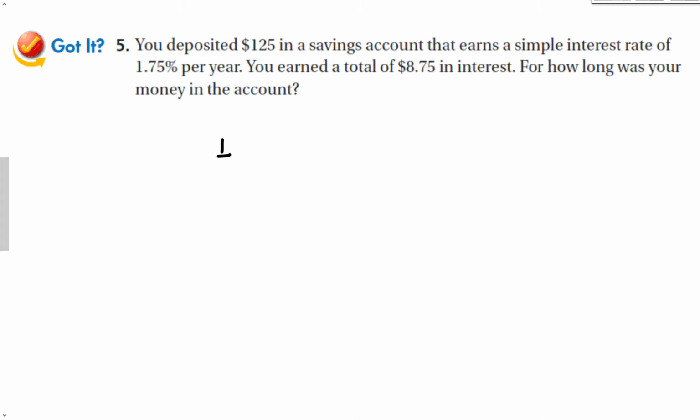So same thing. Interest equals principal times rate times time. My interest earned is going to be the principal, 125, and a savings account earns simple interest rate of 1.75% a year, 0.0175. Move the decimal 2 spots to the left. Oh, and we earned a total of $875 in interest. How long was your money in the account?